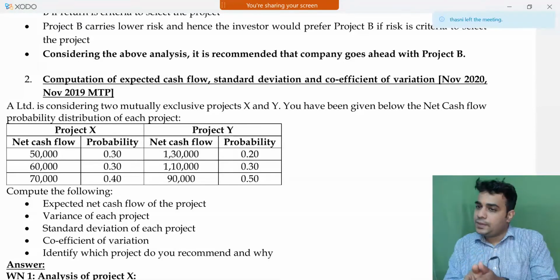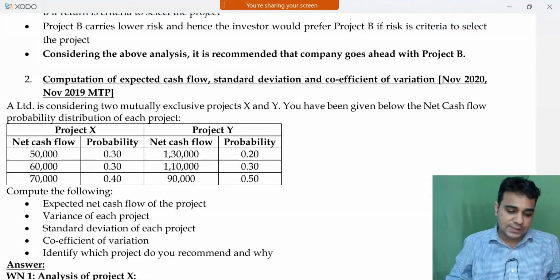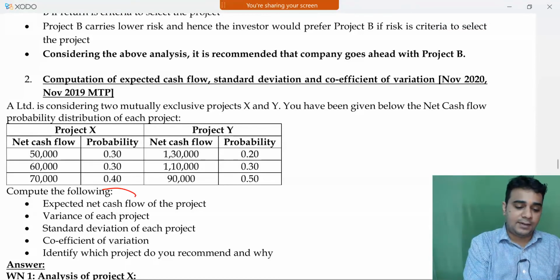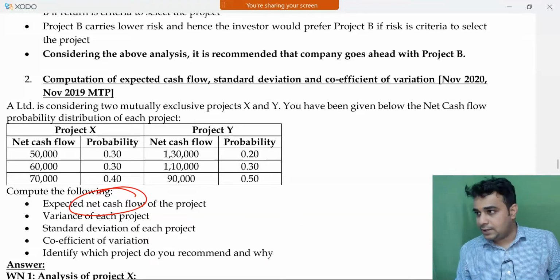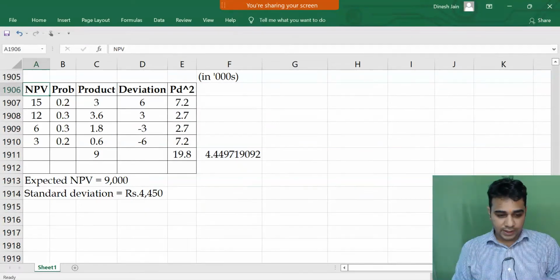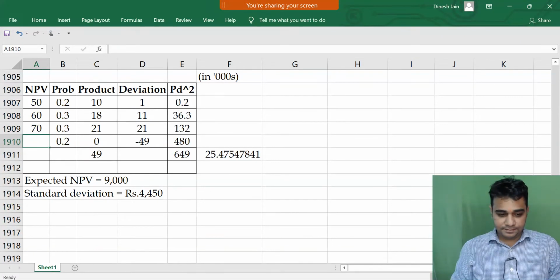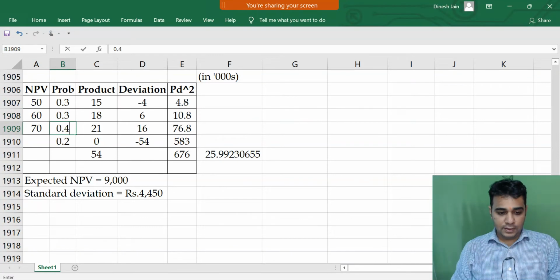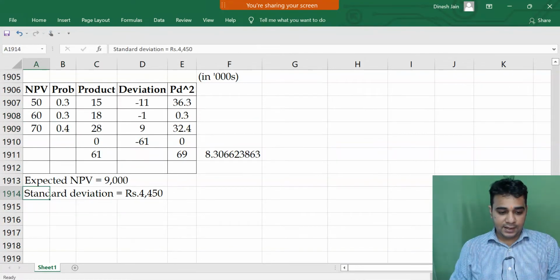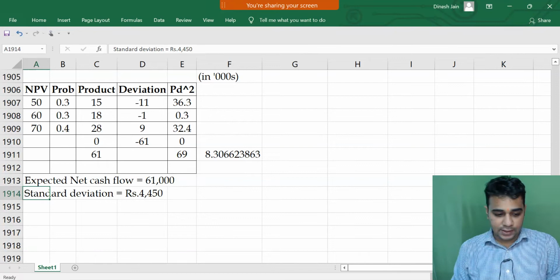The only difference between this question and the earlier question is that the earlier question used the word expected NPV. This question is saying please calculate expected net cash flow, and net cash flows are given in the question. So I'm substituting here: 50, 60, 70. The probabilities are given as 0.3, 0.3, 0.4. The expected net cash flow is 61,000.